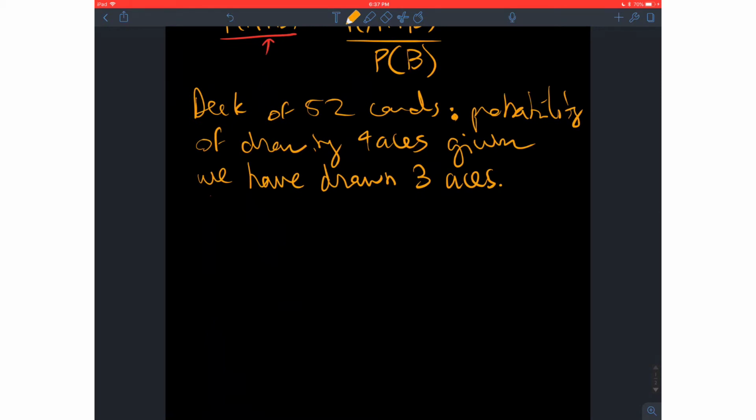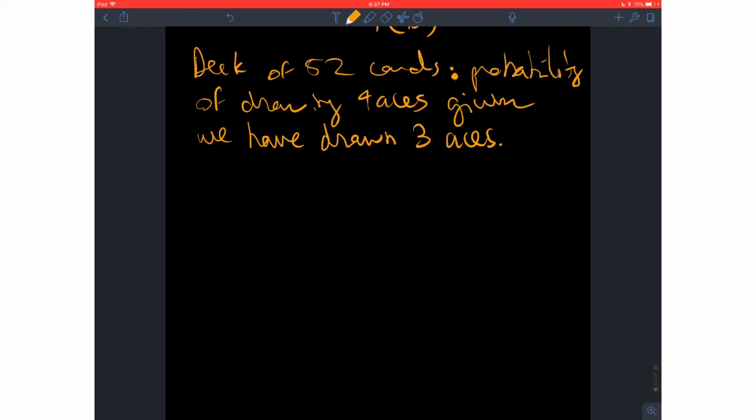Now, if there's 52 cards, it's actually a pretty easy problem. The answer is 1 over 49 because 3 aces are gone. There's 1 ace left. There's 49 cards left in the deck because 3 are gone. And so the odds of getting that last ace is 1 over 49. Easy. But we're going to go through the machinery of conditional probability just to show the example.